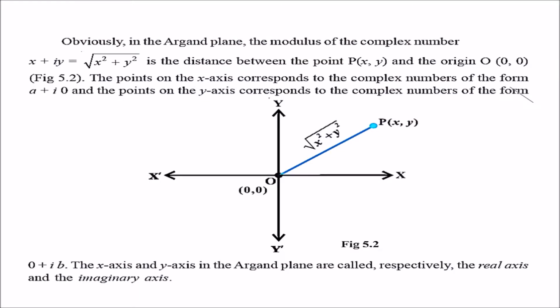In the Argand plane, the modulus of the complex number x plus iy is nothing but the square root of x squared plus y squared. What is this? This is actually the distance between the origin and the point P(x, y). The points on the x-axis correspond to the real part, that is a, or you can write a plus i0, and the y-axis gives you the points of the imaginary part, say a plus ib, taking 0 also. So these are the representations in the Argand plane of the real axis and the imaginary axis.